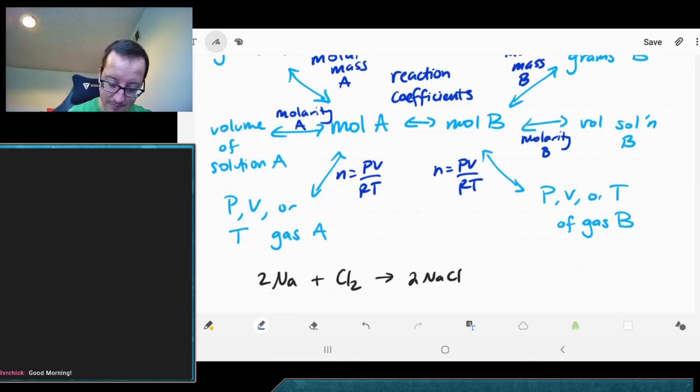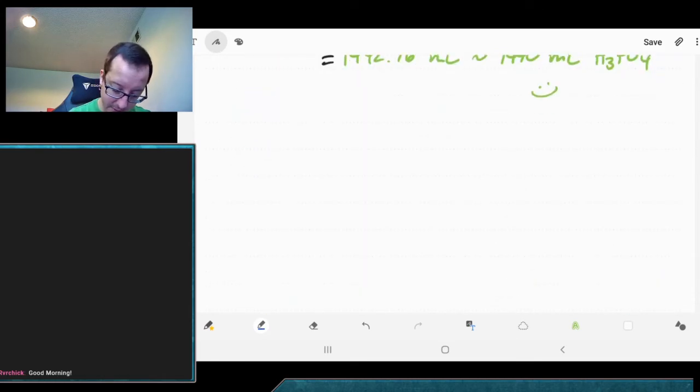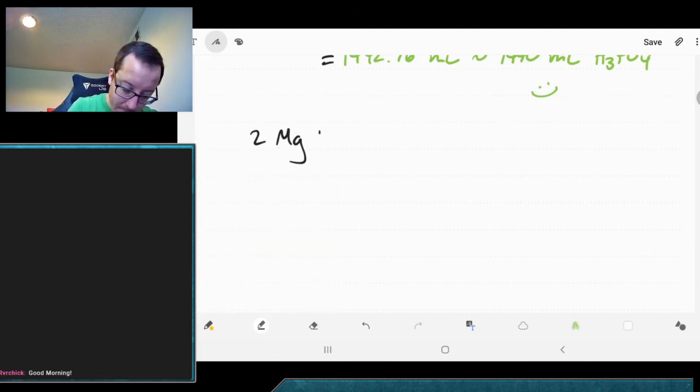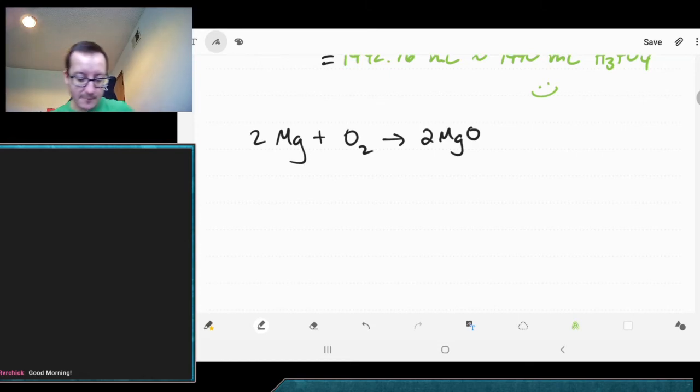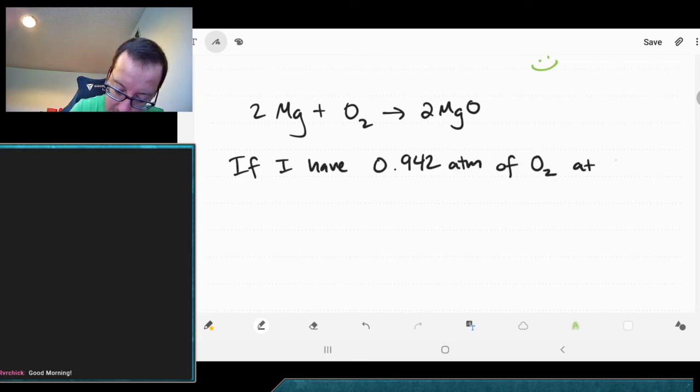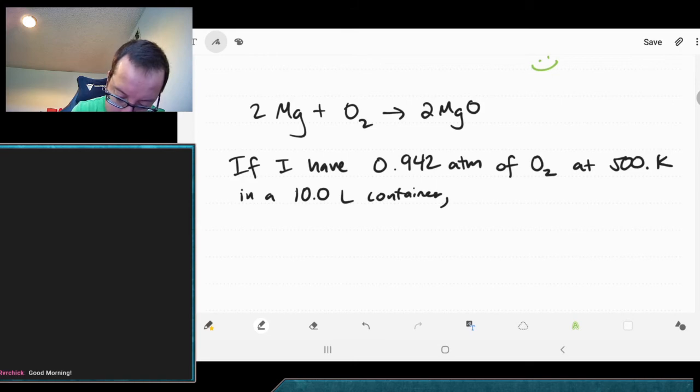We can, let's do an example. Okay, here we go. Example time. How about we do, let's take some magnesium and burn it. Let's do it. If I have 0.942 atmospheres of oxygen at 500 Kelvin in a 10-liter container, how much magnesium can I react with?